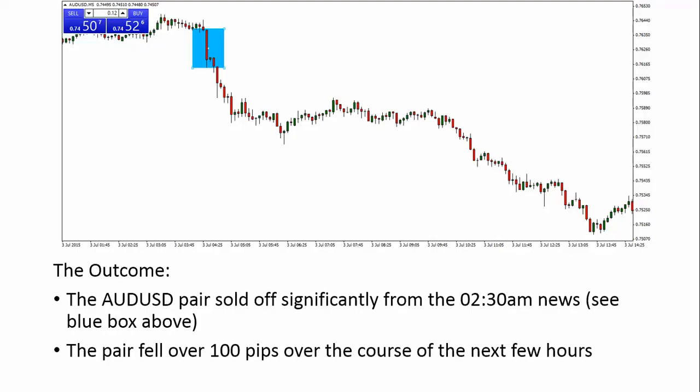So again, let's have a look at the chart. As you can see, as highlighted by this blue box, this was the point of the announcement, and as we can see, the Aussie dollar pair sold off significantly from the 2:30 news. The pair fell over 100 pips over the course of the next few hours, comfortably generating a nice profit on this particular trade.